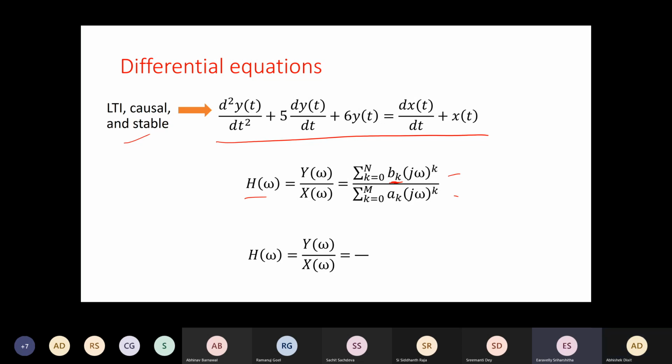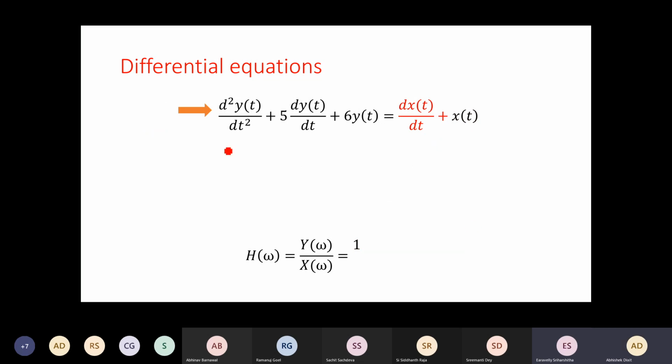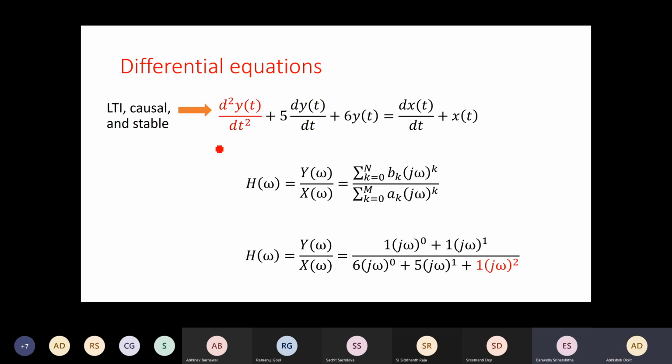So here, look at this, I think it will be easier. x(t), no derivative, its coefficient is 1, j omega raised to power 0. Then this signal has constant 1 because this is one derivative, j omega to the power 1. And this signal similarly, 6 corresponds to this, 5 corresponds to this, 1 corresponds to this.